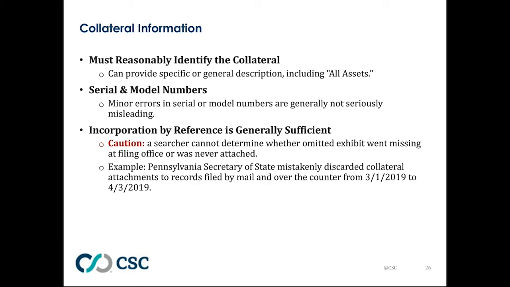Before you panic, by the way, most of those have been fixed now through work with the filers. But it is a very real risk in assuming that the lack of an attachment is the fault of the filer. It could very well be the fault of the filing office, and it is important that the searcher go ahead and determine where that happened. That means conducting further inquiry.